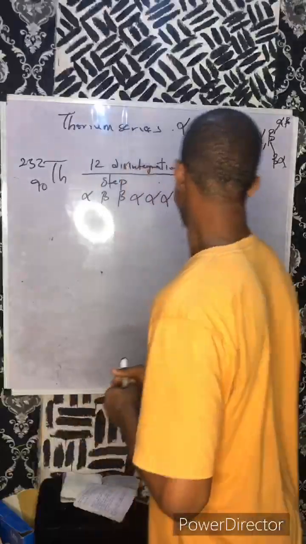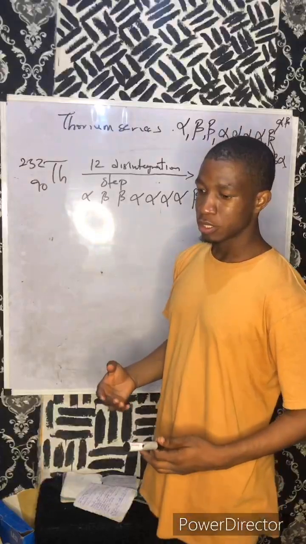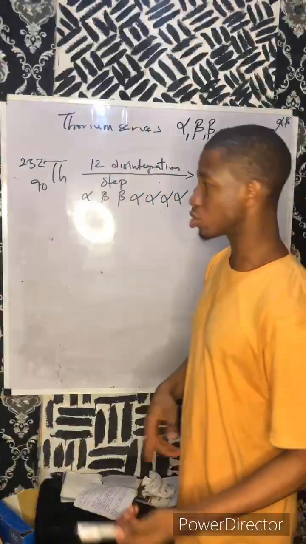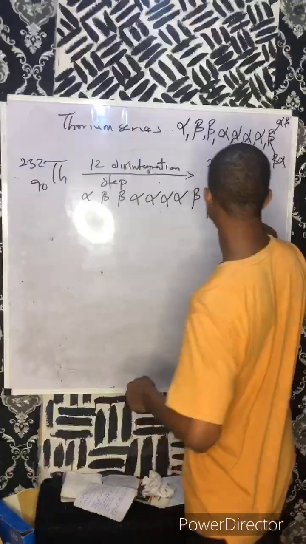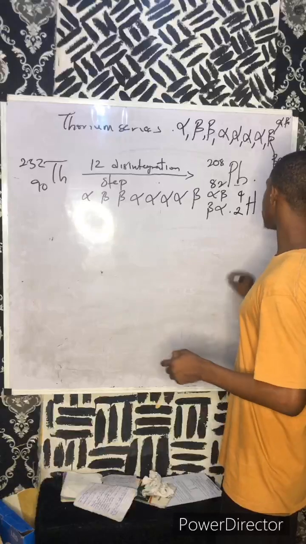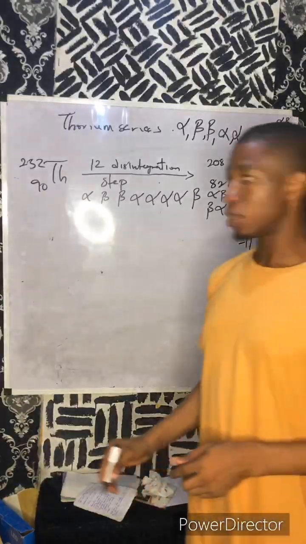Let's go. Don't forget, emission means subtract. If I say you are emitting something, it means you are subtracting that thing from what was initially there to give the product. So let's do this together. Don't forget that helium is the same thing as alpha. Alpha has 4 up, 2 down, while beta has 0 up, -1 down. Do not forget that.